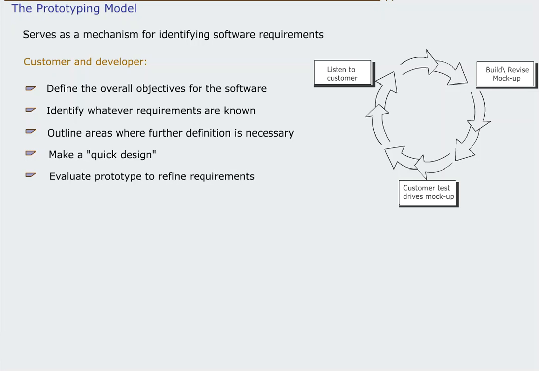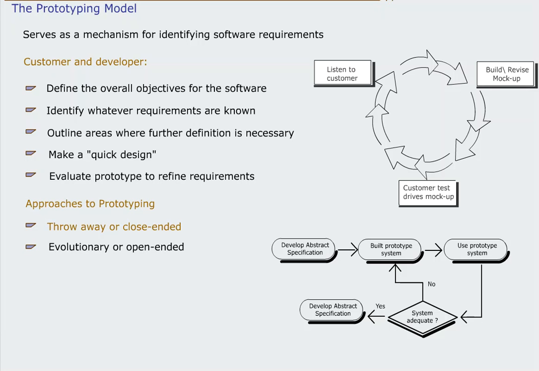The prototype is evaluated by the user and used to refine requirements for the software to be developed. Iteration occurs as the prototype is tuned to satisfy the needs of the customer. There are basically two approaches to prototyping: throwaway or close-ended, evolutionary or open-ended.